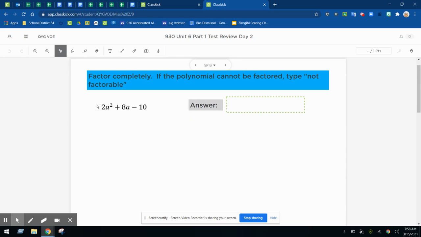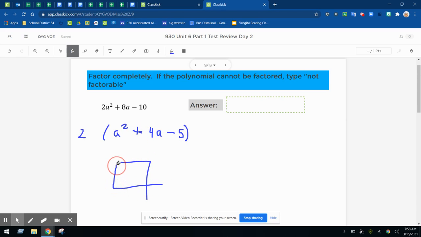All right, we have 2a squared plus 8a minus 10. Remember, we're going to try to GCF something out first, and in this case, I can GCF out a 2. That leaves me with a squared plus 4a minus 5. Let's put that in our factor box, and bring my 2 down so I don't forget it. I have a squared, negative 5, and then 4a.